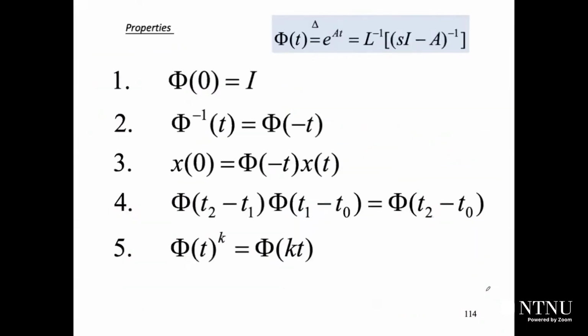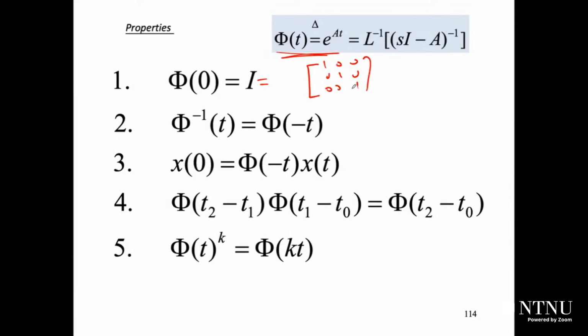They call it the state transition matrix because of these properties. Phi of t is e to the A t, which is the inverse Laplace transform of (sI minus A) inverse. And phi of 0 equals the identity matrix. If you substitute t equals 0, it will be e to the A multiplied by 0, which is e to the 0, equal to the identity matrix. This identity matrix will be just 1, 0, 0, 0, 1, 0, 0, 0, 1, right?